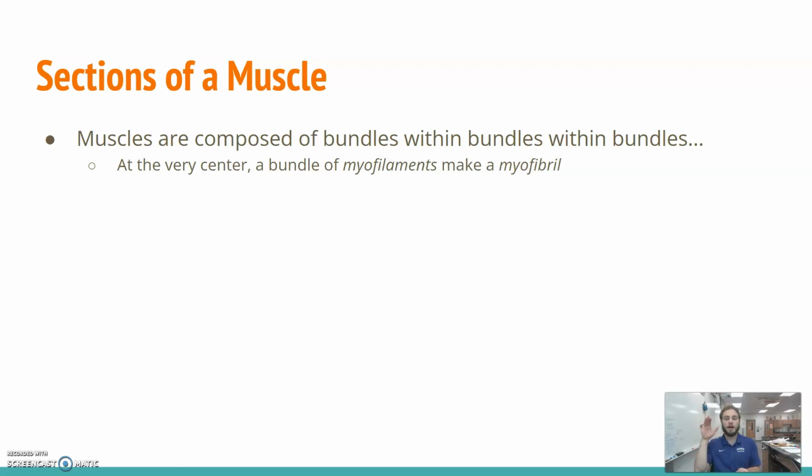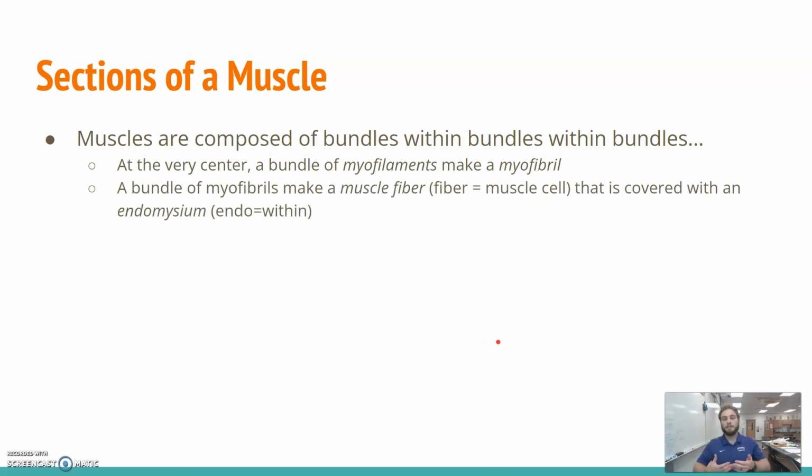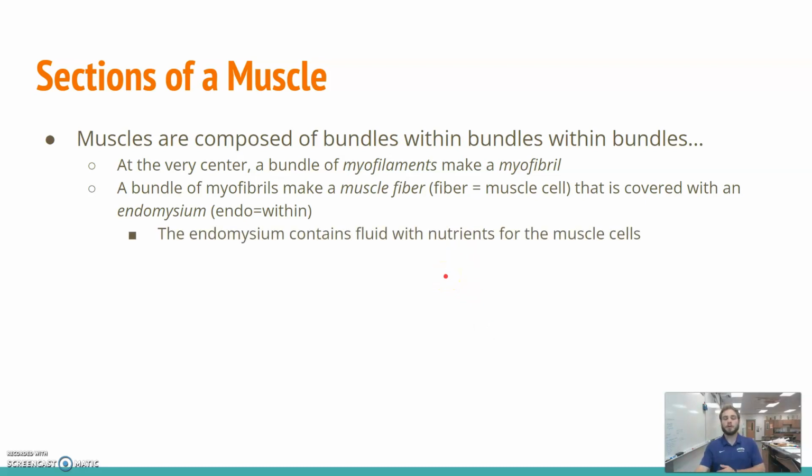We're going to build up to a whole muscle, and then we're going to take a look at those myofilaments. A bundle of myofibrils is going to give us a muscle fiber. That muscle fiber is going to be covered with connective tissue known as the endomysium, meaning that innermost connective tissue layer. Muscle fibers, especially when we talk about skeletal muscles, are the same thing as a single muscle cell. The endomysium is really important for those muscle fibers because it's what is supplying those muscle cells with fluid and the nutrients that they need to survive.